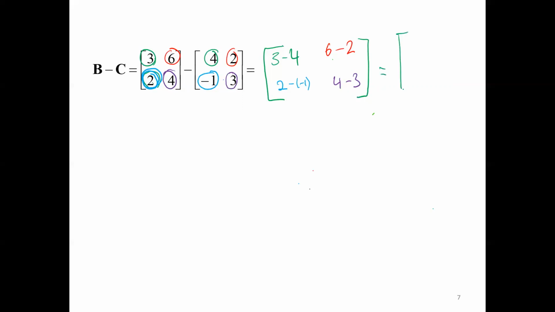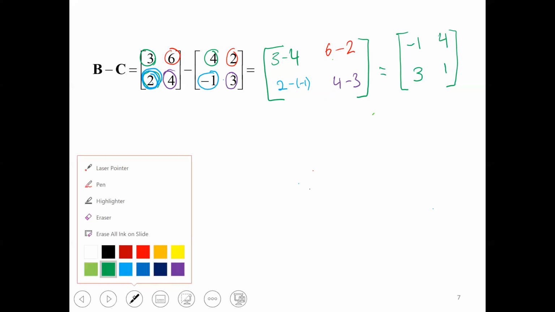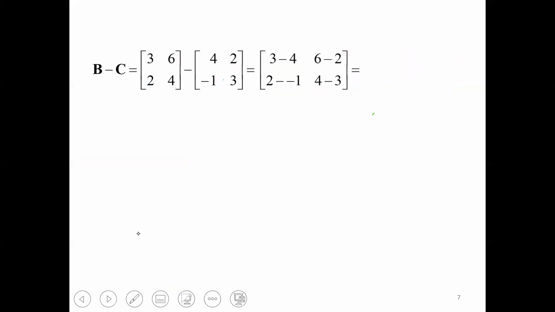So now we'll find the results. 3 minus 4 is -1. 6 minus 2 is 4. 2 minus -1, which is 2 plus 1, which is a 3. And 4 minus 3 is 1. So this is the result for B minus C. Okay, I'm just going to clear this and show you the slides.